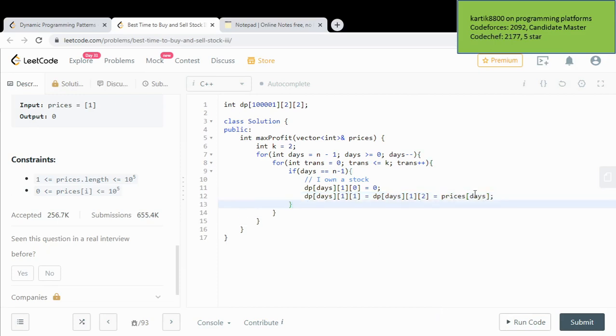This was when I owned a stock. If I do not own a stock, of course, I'm going to make 0 benefit. So I'll say, okay, dp days, I don't own a stock, I'm allowed 0 transactions. That's it.